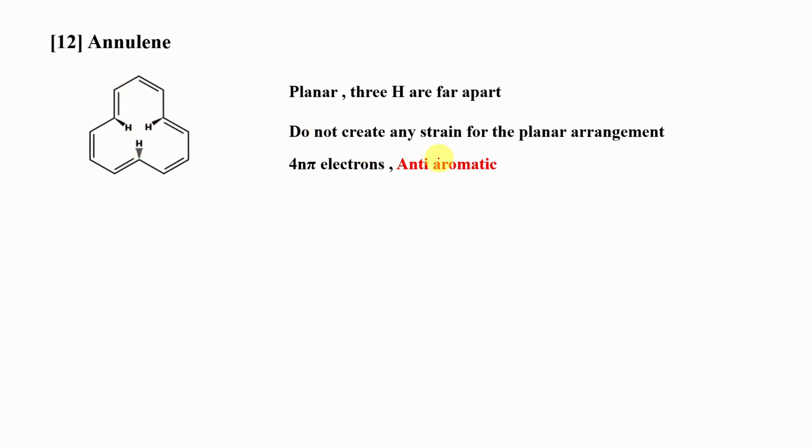Hence it does not create any strain for the planar arrangement. Normally it has 4n pi electrons. That is, 12 is a Hückel number, 4n pi electrons, and hence it is antiaromatic. It is planar, obeys Hückel's rule, that is the 4n pi electrons rule, and hence it is anti-aromatic according to Hückel. Okay, 12 annulene is anti-aromatic.